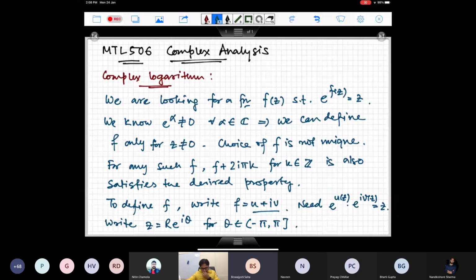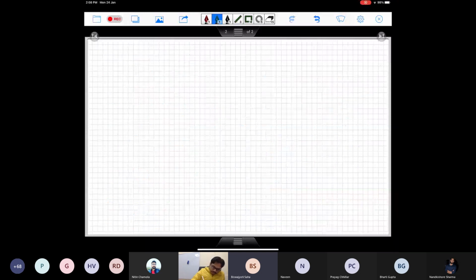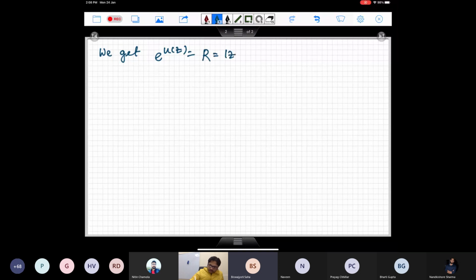Okay, so if I write it like this, and I compare these two things, what I am going to get is e power u(z) should be equal to r, which is equal to mod z. Now you notice this is a real valued function, and I have that e power u(z) should be equal to r, which is equal to mod z. So that implies that u of z, a real valued function, should be, tell me what it should be.